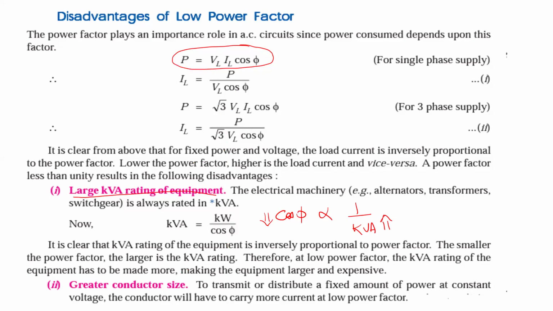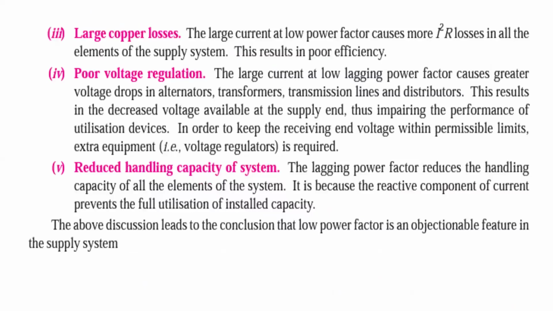Obviously, to transmit a fixed amount of power at constant voltage, if there is an increase in the current, and current is inversely related to cos phi, we have to use conductor sizes as large as possible. That is one more drawback. If there is an increase in the current, the copper losses are also high. I square R is nothing but copper losses, so I square R losses increase.